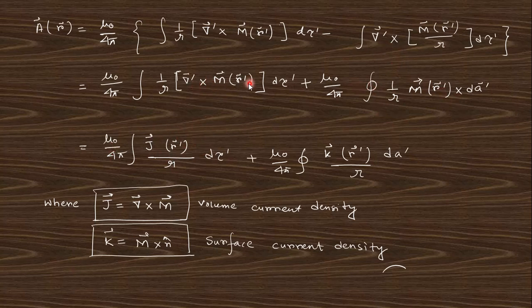So you write down this as a J and this as a K, because this is a current density. This is volume, so this is a volume current density, and this is area, the surface current density, right? So this volume current density is nothing but the curl of M, where M is magnetization, and this surface current density is nothing but M cross n. Whereas, in the case of the electric field, the volume charge density was the divergence of P, and the surface charge density was P dot n. Clear?